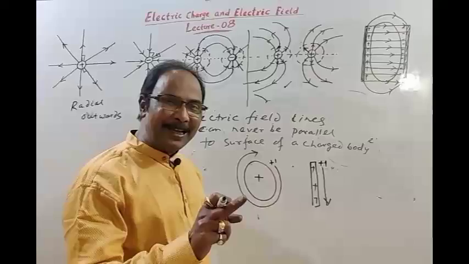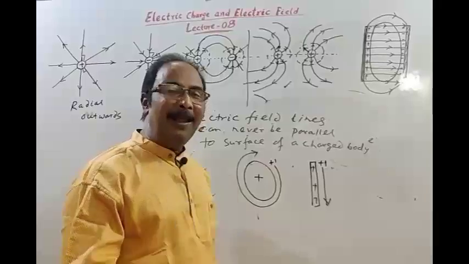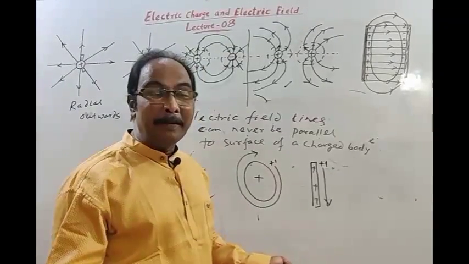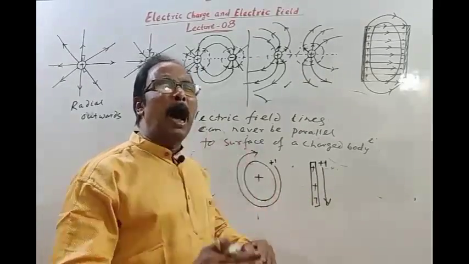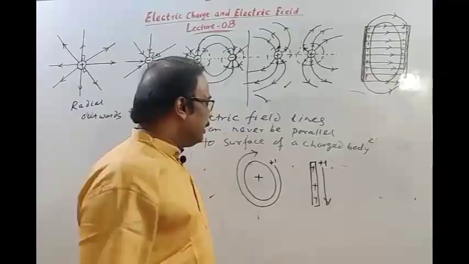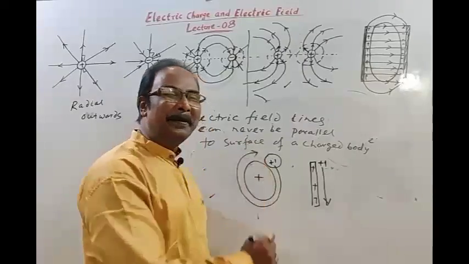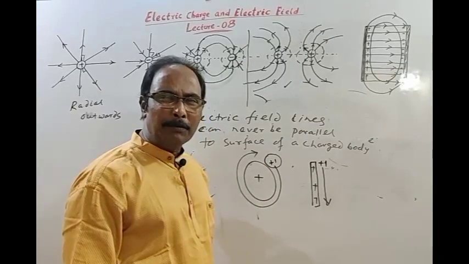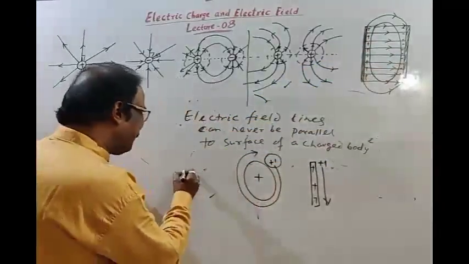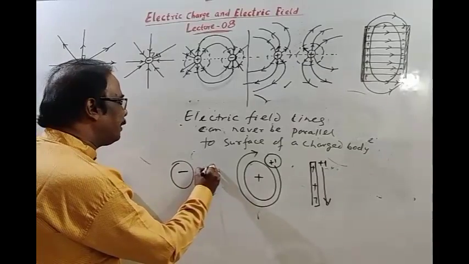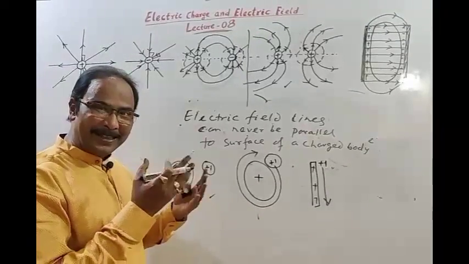Because if you place here a unit positive charge, as we have discussed, electric field lines are a graphical, imaginary representation of the electric field. Electric field lines are the locus of a unit positive charge, or the path followed by a unit positive charge. So if you place here a unit positive charge, will it move around the surface of the positively charged body? No. The positively charged body will say, go away from me. If there were a negatively charged body and we placed here a unit positive charge, the negatively charged body would call it, come towards me.